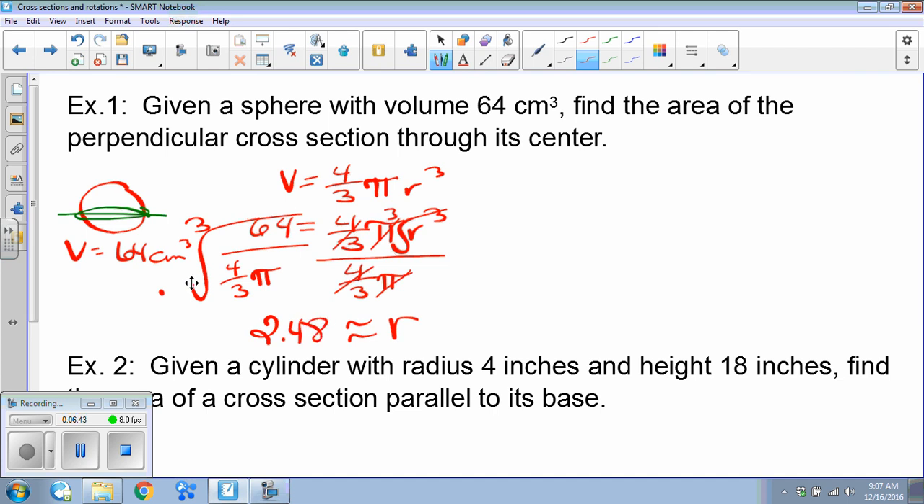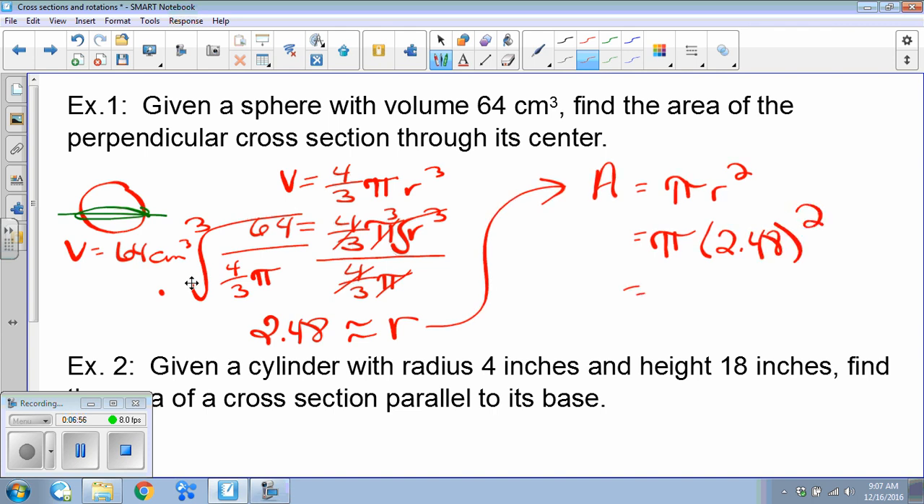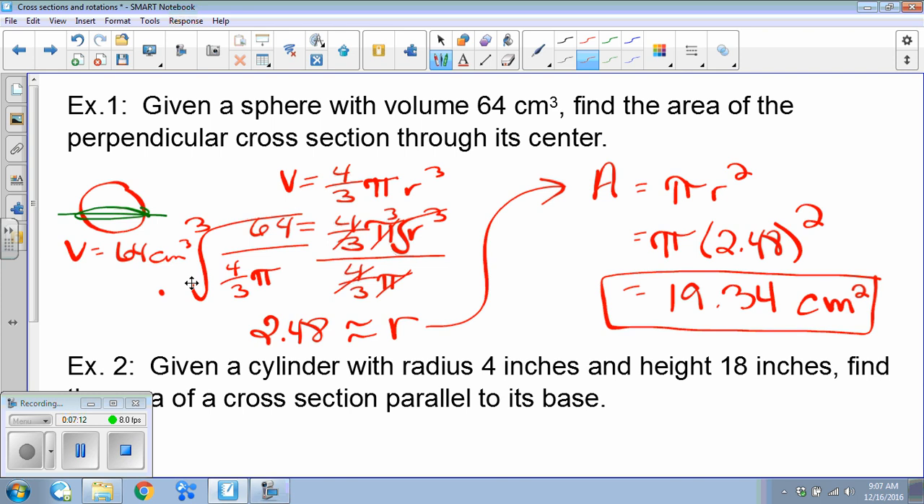All right? And so now we have what we need to find the area of that circle. The area of the circle is pi r squared. So that's pi times 2.48 squared, which is 19.34. What is my unit? Centimeters squared. If you're finding area, it's square units. If you're finding volume, it's cubic units. Okay? Any questions?